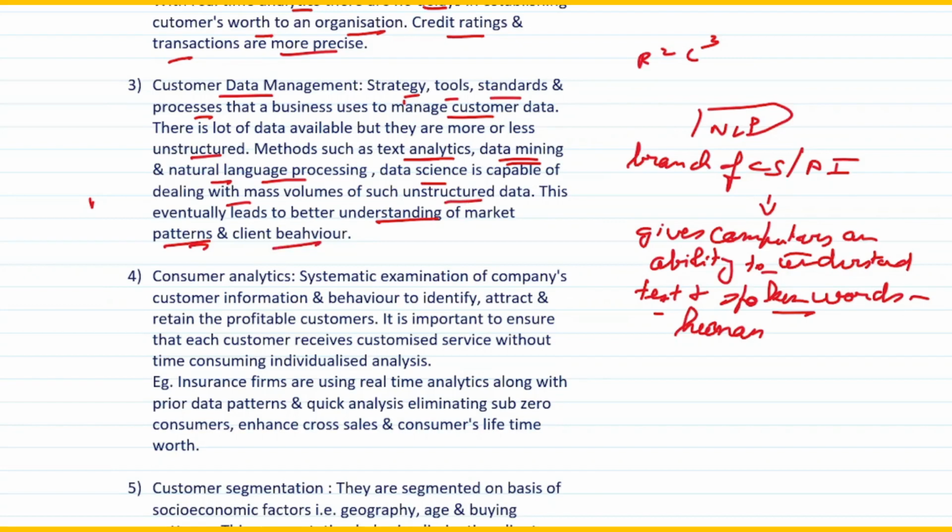What is natural language processing? It is a branch of computer science or artificial intelligence, and it basically gives a computer the ability to understand text or the spoken words the way we humans do, right? So that is customer data management. Now we move on to the next one, which is called consumer analytics. That's the second part of C.